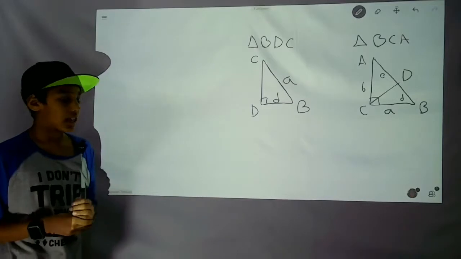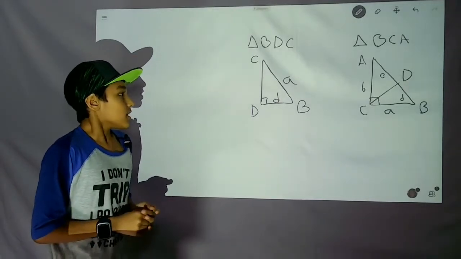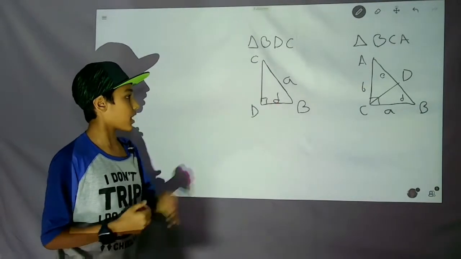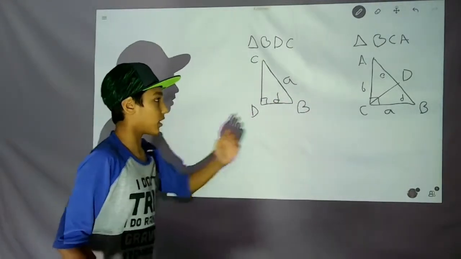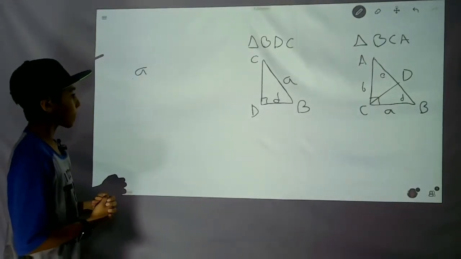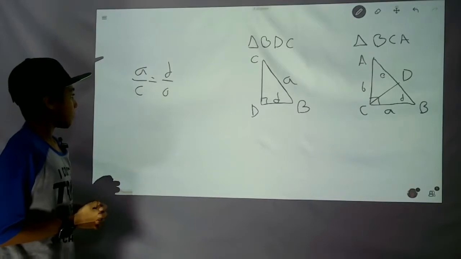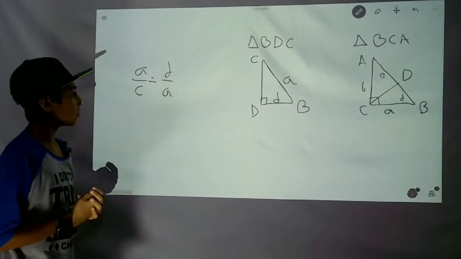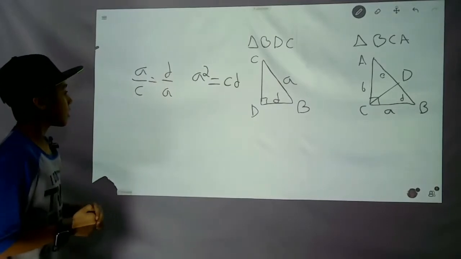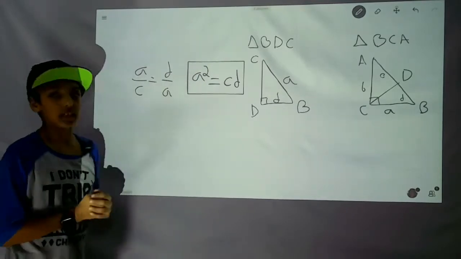So now we take the corresponding sides to prove letter A. We have corresponding sides A, C and D over A, because A is the hypotenuse here, and C and D both make the hypotenuse here. So we write a divided by c equals d divided by a, lowercase d divided by lowercase a. And then we can simplify that by cross multiplying: a squared equals cd. So we multiply these two a's here and c and d. So we prove that a squared equals cd.